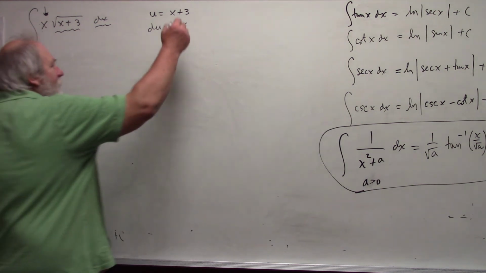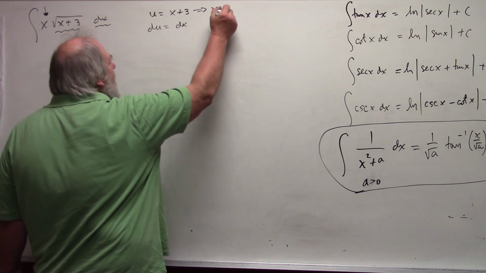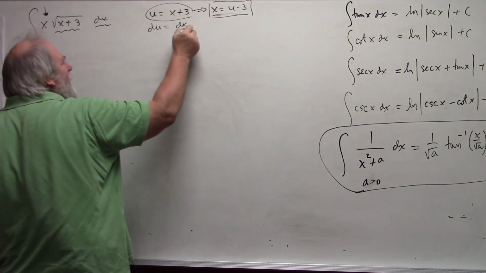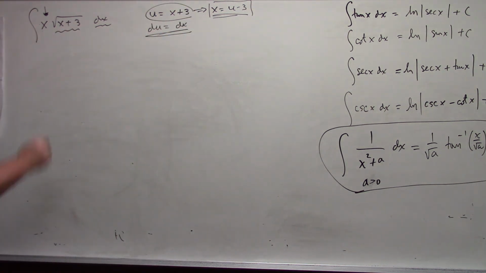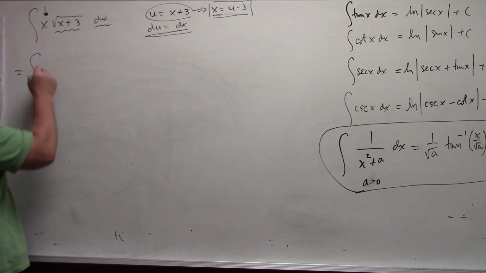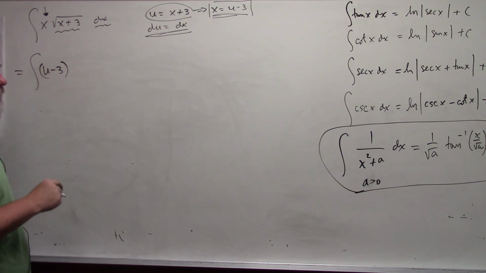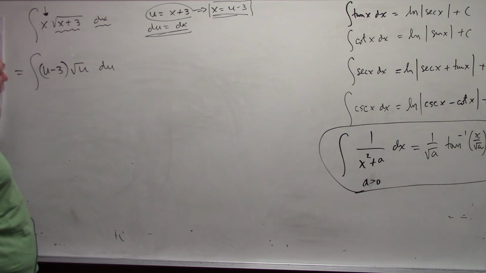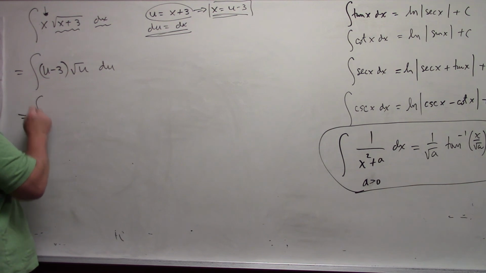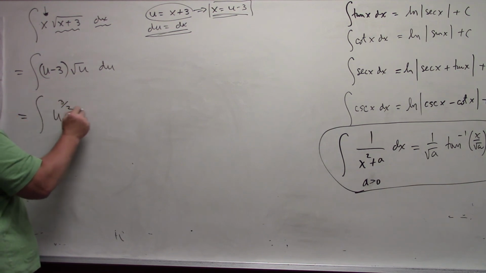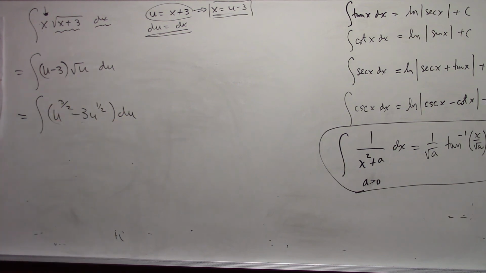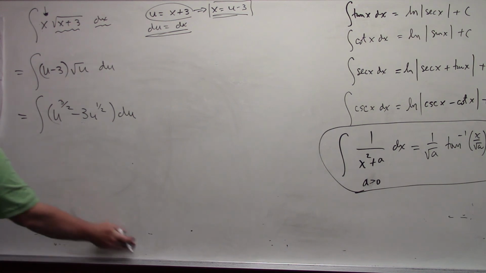And so what I'm going to do is say, well, if u is x plus 3, that means x is u minus 3. And so we will use this also. And so now I have three different things to change. This then becomes the integral of u minus 3 times the square root of u du. And now, at this point, we can use some algebra. This is the integral of u to the 3/2 minus 3u to the 1/2. And this is a basic antiderivative at this point. So we can go ahead and find the value.